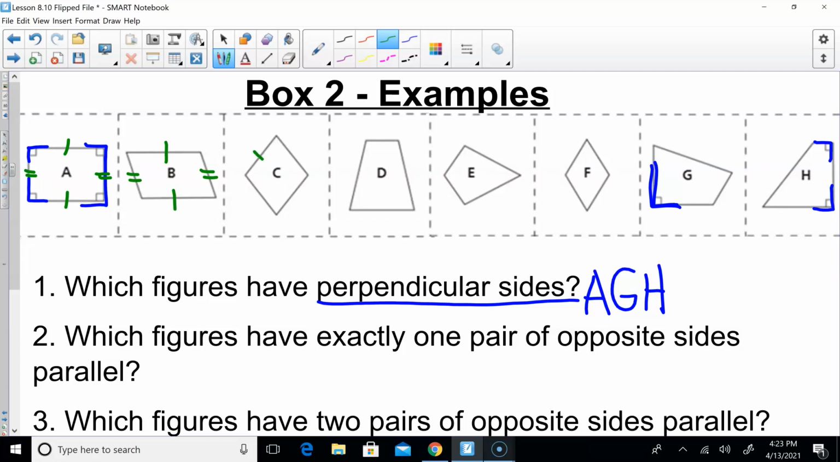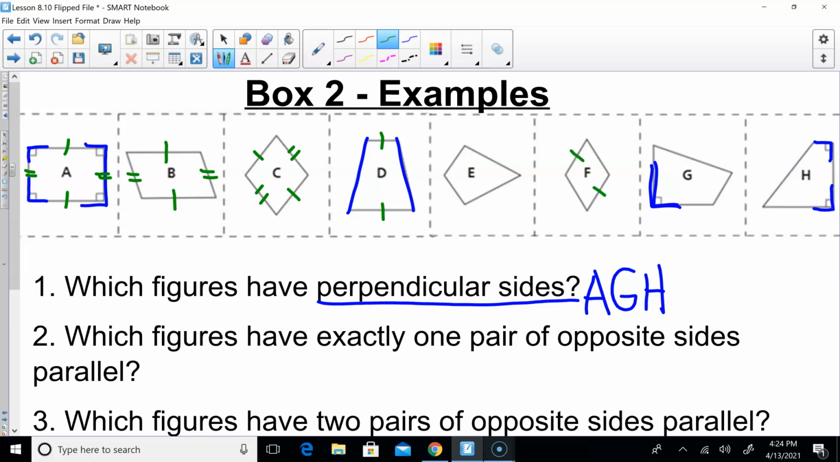Same thing holds true with C, it looks like. These are the same, and these are the same. Well, here we have this one, but those other two lines look like if they would continue on, they're going to meet up. So that one only has one right there. What about this one? I don't see any parallel lines. I don't think any lines are parallel to each other.